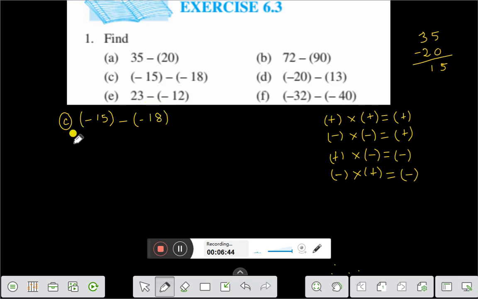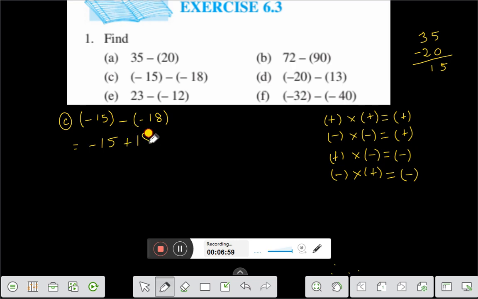Now we can write minus 15. What will we get? Minus into minus. Here you see minus into minus is plus. That will be plus 18.